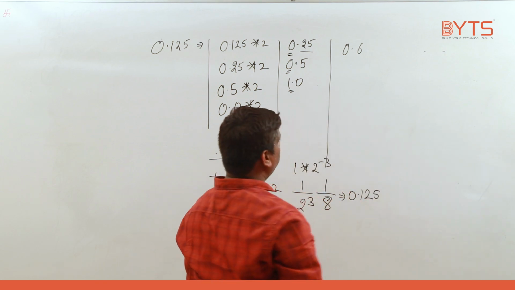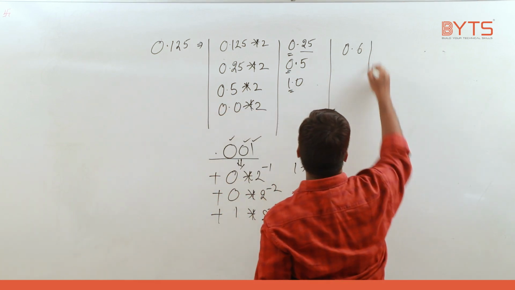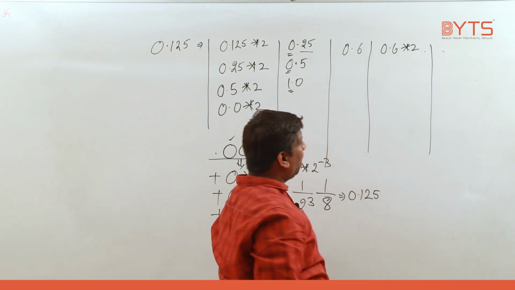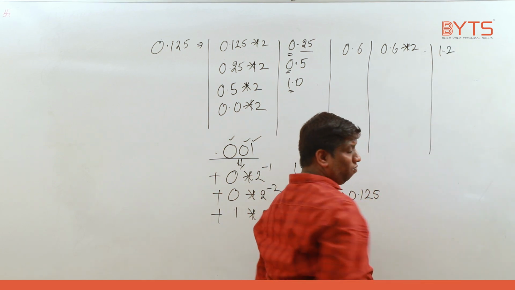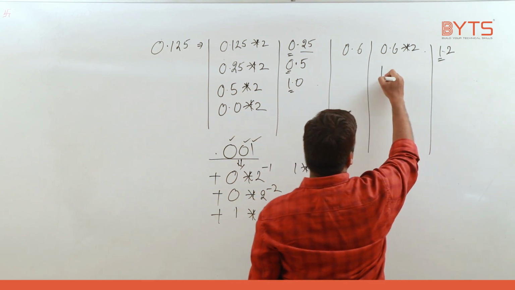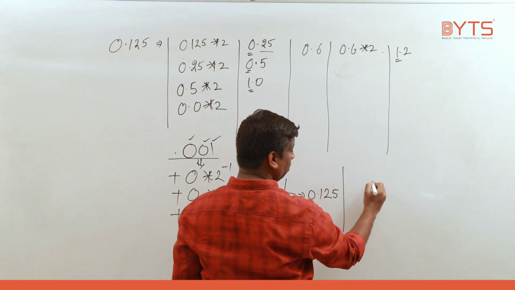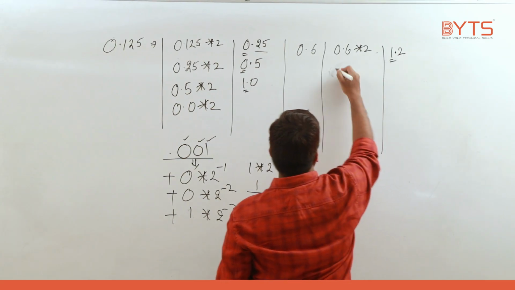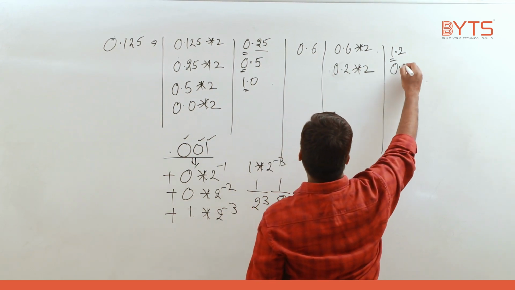0.6. Now the requirement is I want to convert 0.6 into binary. First step, what do I need to do? 0.6 into 2. Whenever I do 0.6 into 2, what value did I get? 1.2. If I get 1.2, what value do I need to take? 1. So I need to take 1 here. And what is remaining? 0.2 into 2. 0.2 into 2 is how much? 0.4.